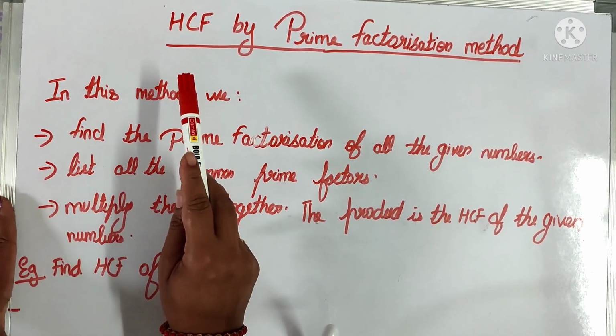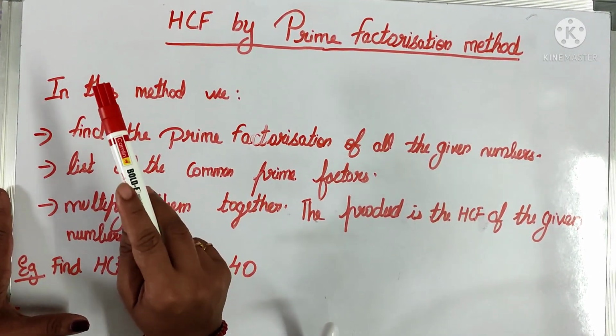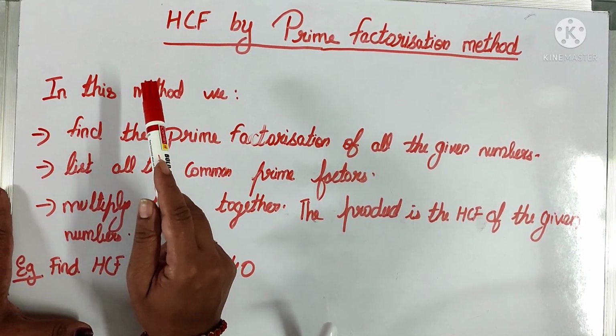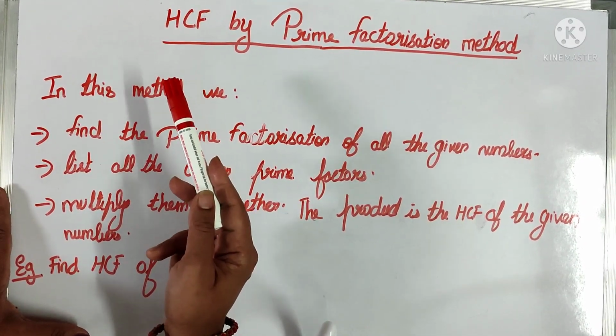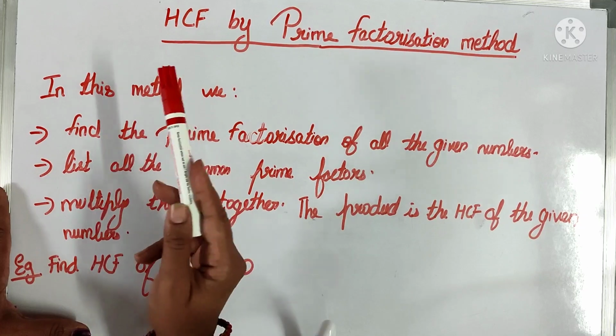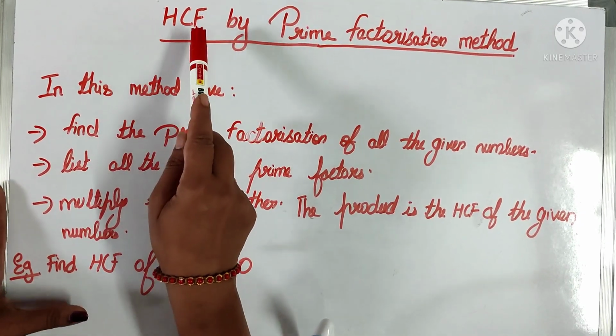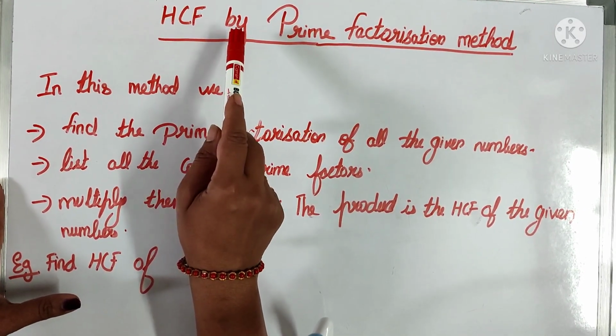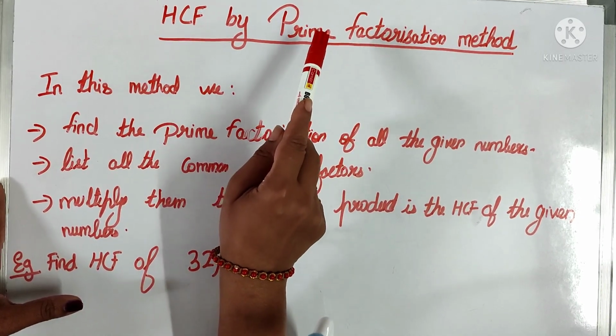We have discussed HCF before the periodic test started. As the periodic test was going on, I didn't upload any videos. HCF means highest common factor, and we have to find HCF by the prime factorization method.